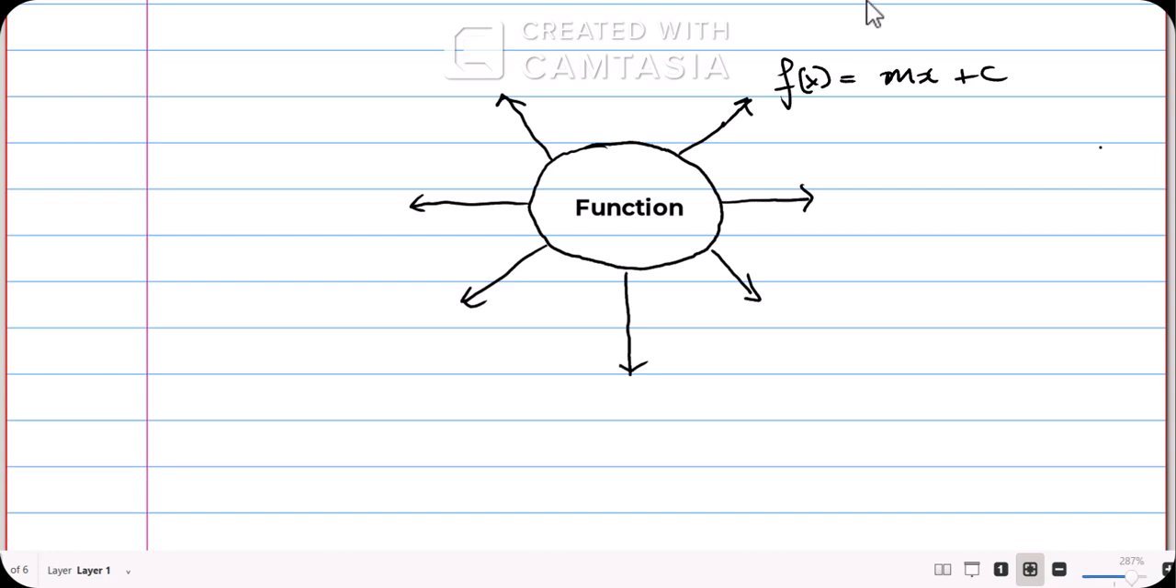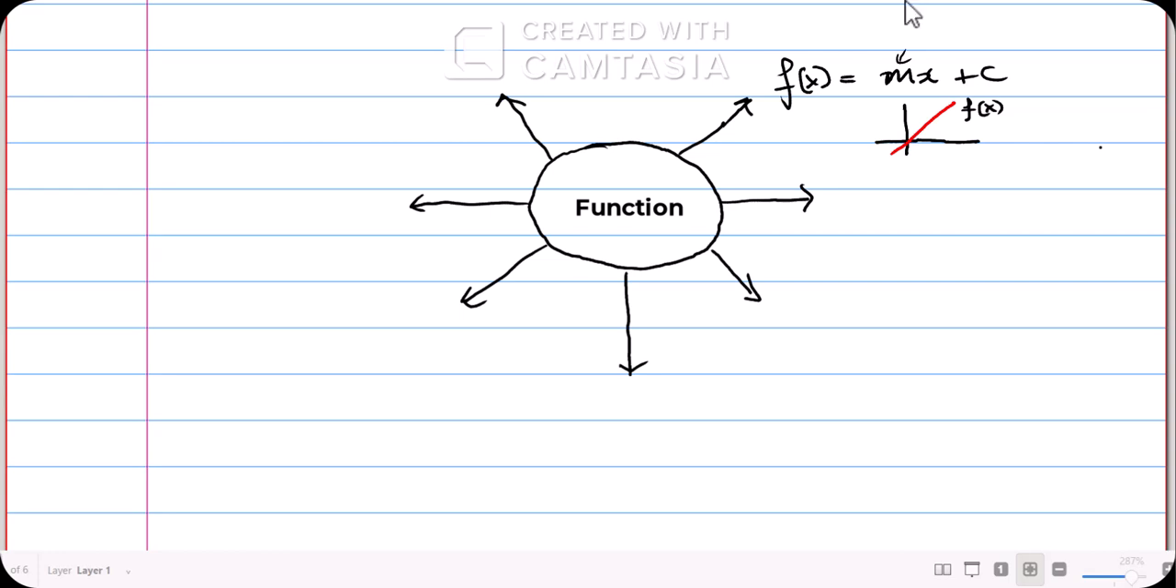Then m is the gradient. A line graph is something like this. Let's say this is the Cartesian plane. This is our line, and f of x is this red line. So we can use functions to evaluate or research something.